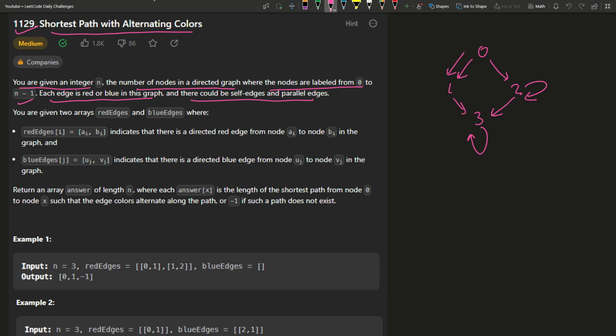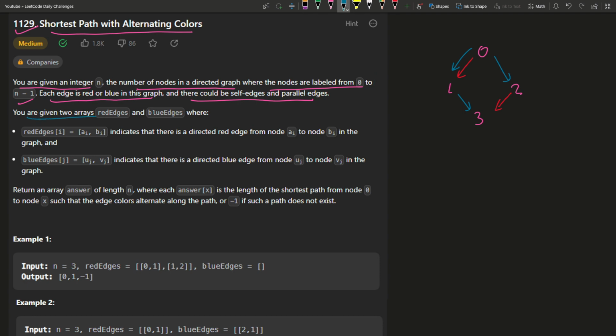Now, they are saying that each edge is red or blue in this graph. So they have specified the color of an edge. What does it mean? Let's say we have these nodes 0, 1. Let me move all the edges. Now, we can have red edges or blue edges, as they have mentioned. So let's draw some red edges, 0 to 1 and 2. We can also have blue edges. From 0 to 2 we have one blue edge. Let's make some parallel edges. So we can have either red or blue edges inside our graph. These two things are clear, I hope.